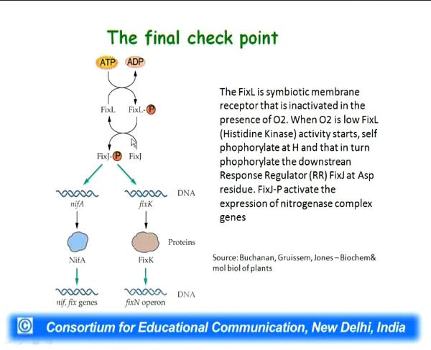The FixJ gets phosphorylated to FixJ phosphate, and when it gets phosphorylated, it activates the NIF operon and fix operon. This NIF operon, fix operon has the genes which are required for nitrogen fixation. Now, the catch is that the first step, the histidine kinase FixL, will be phosphorylated only when oxygen level is very low.